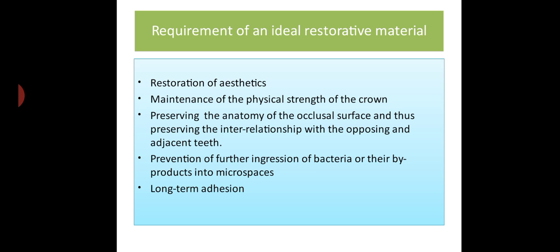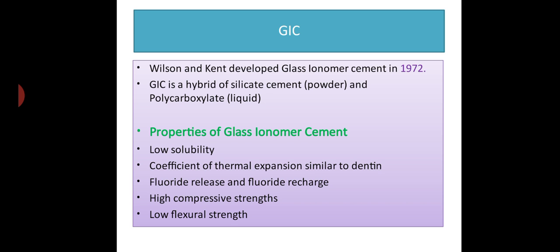Requirement of an ideal restorative material: restoration of aesthetics, maintenance of the physical strength of the crown, preserving the anatomy of the occlusal surface and thus preserving the interrelationship with the opposing and adjacent teeth, preventing further ingress of bacteria or their byproducts into microspaces, and long-term adhesion. Now come to the GIC.